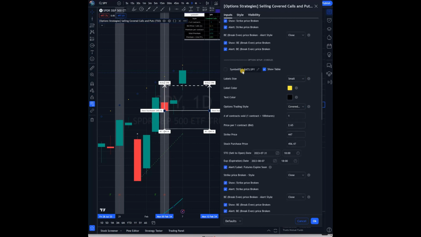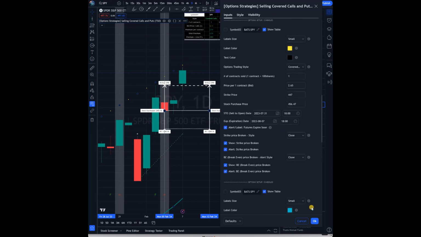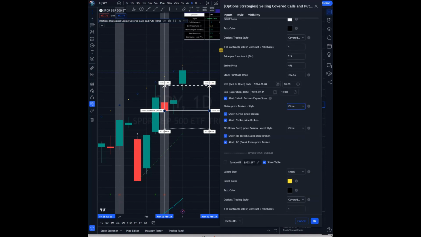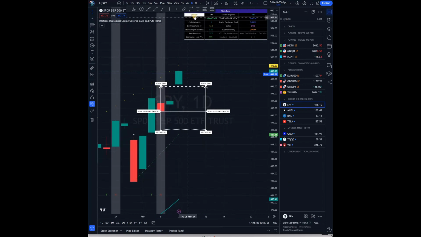So that's pretty much it. Every other setup is the same way. You have three of them. So let's go over this one for table stats. You can see this is our symbol one.